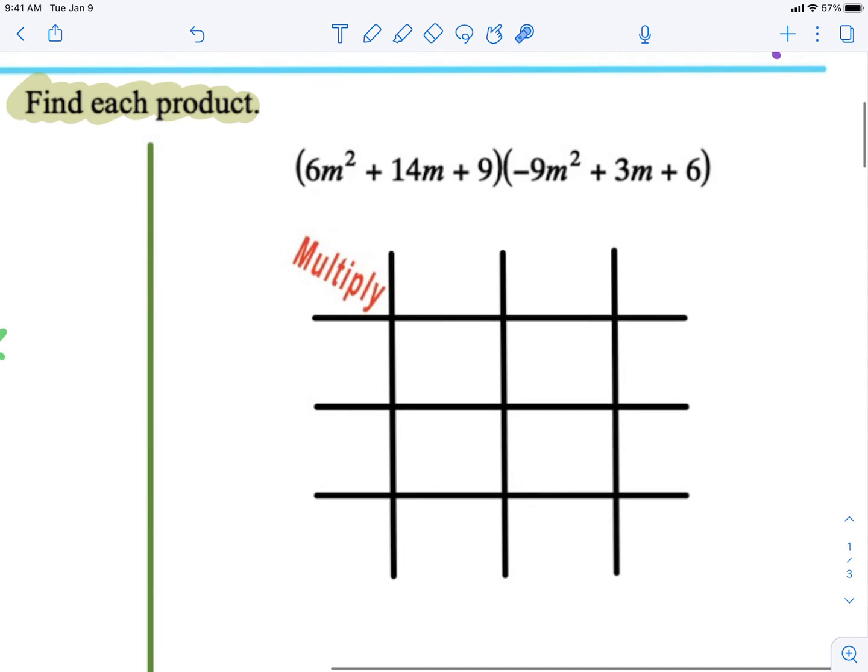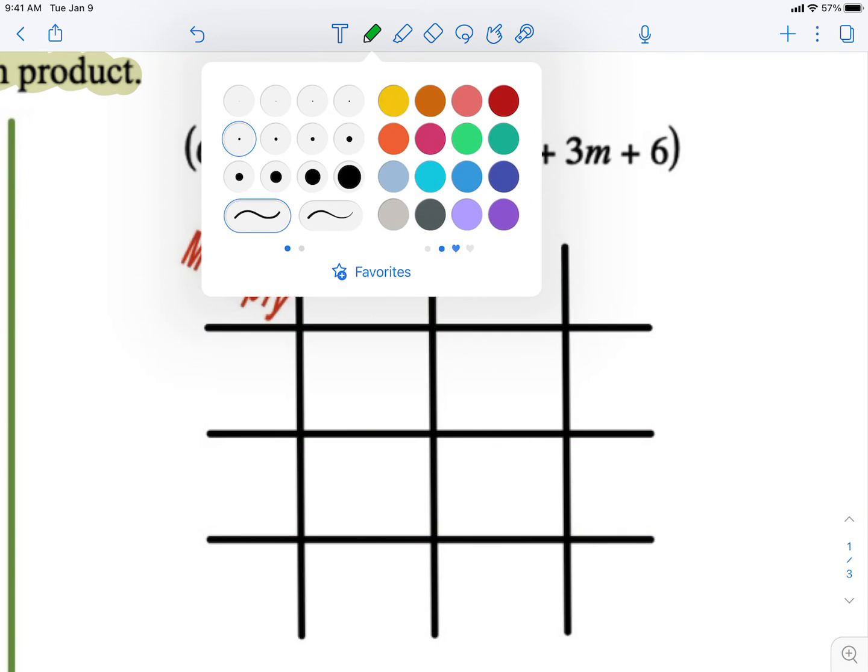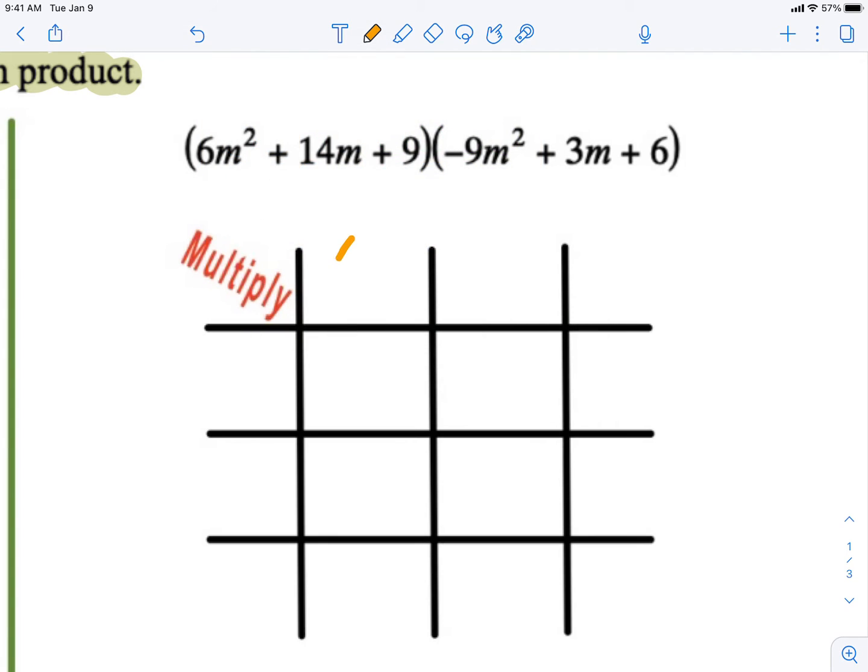So now let's do a trinomial times a trinomial. 1, 2, 3. Trinomial times 1, 2, 3. Trinomial. And if you notice, 1, 2, 3. 3 spaces, right? 3 lines. And 1, 2, 3. 3 lines across. Look at that. So let's put in everything that we have here. So I'm going to put in 6m squared. I'm going to go with these 3 here first on top. And then I'm going to say positive 14m and just 9, just a regular 9.